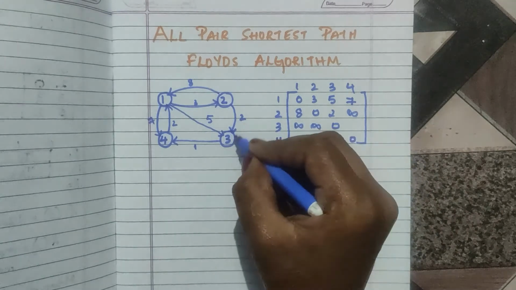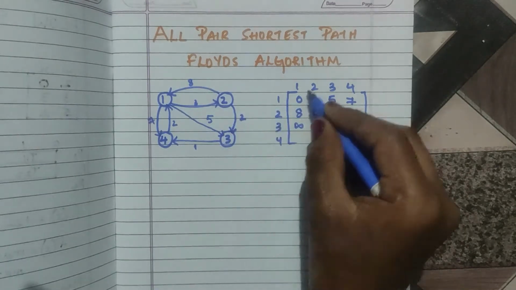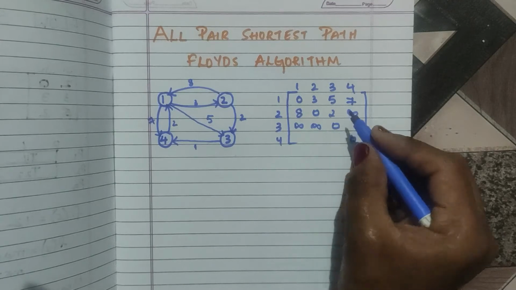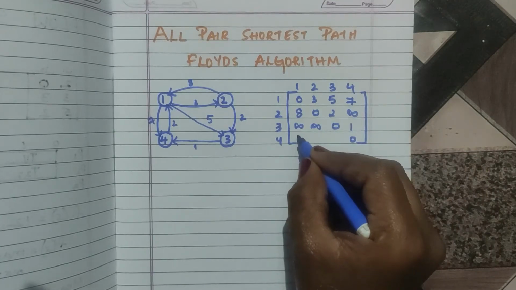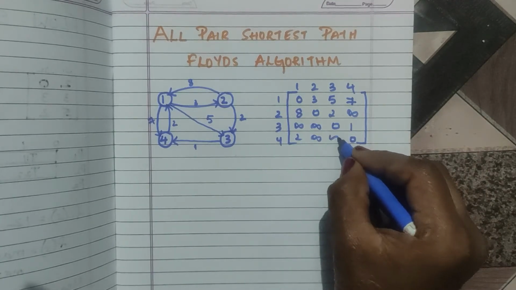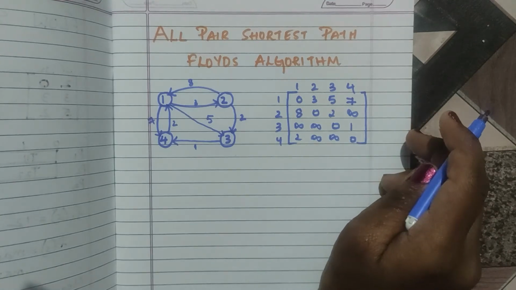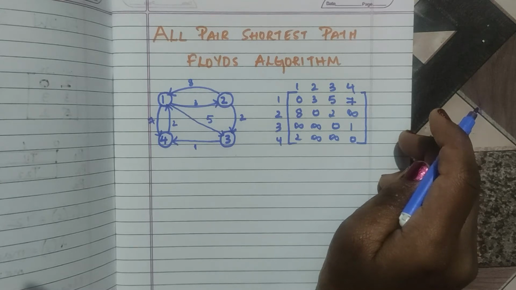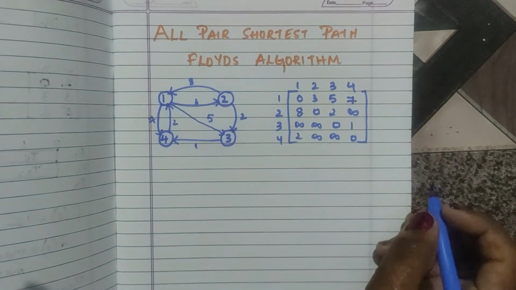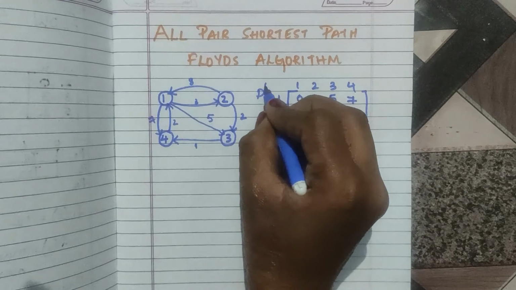Infinity comes when there is no arrow to that. Now 3 to 2, it's infinity because there is no value. So I'll just fill up this table. So now the cost matrix is filled. Now let's apply the formula and solve this Floyd's algorithm. Now this one I'll keep as D0.